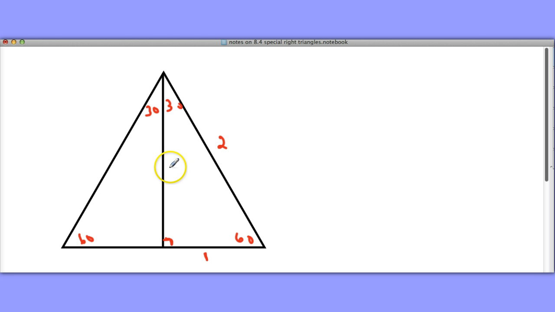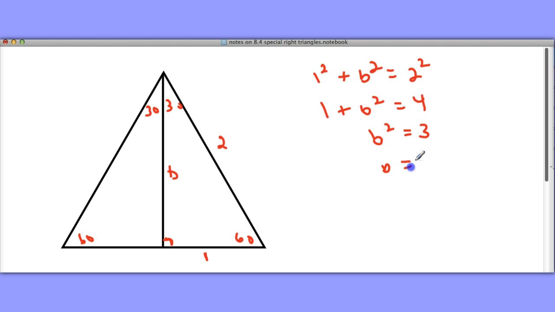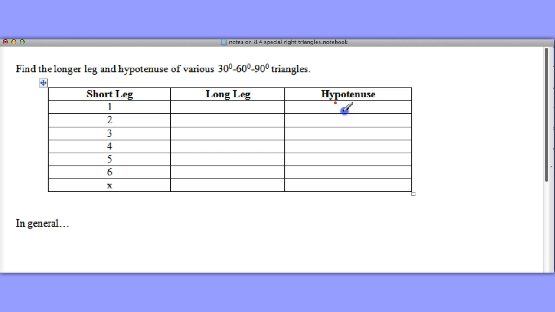And I'm going to call the longer leg here b to use the Pythagorean theorem. So we'd have leg squared plus leg squared equals hypotenuse squared. And I'm going to now do a little bit of algebra and solve for b. So I'd have b squared equals 3, which means b is the square root of 3. So the long leg is the square root of 3, and the hypotenuse is 2. Let me go back and fill that in on my chart. Long leg, square root of 3, hypotenuse is 2.